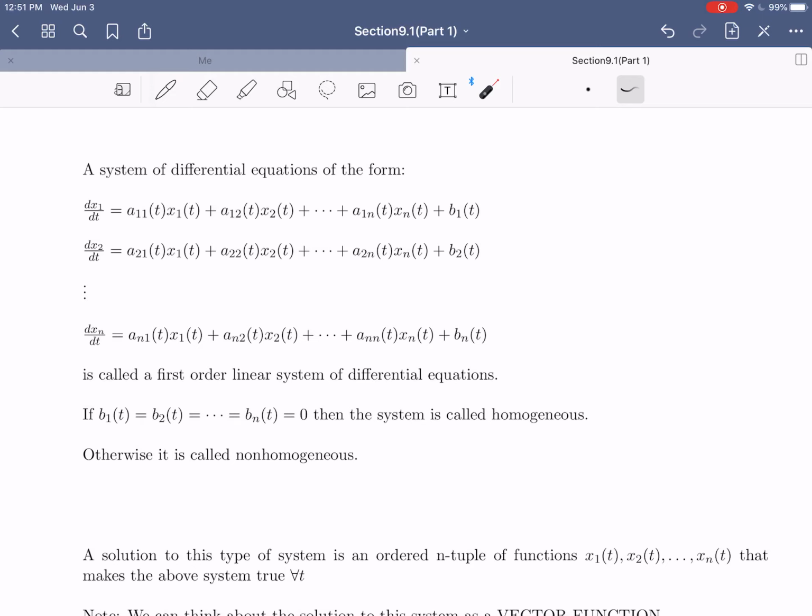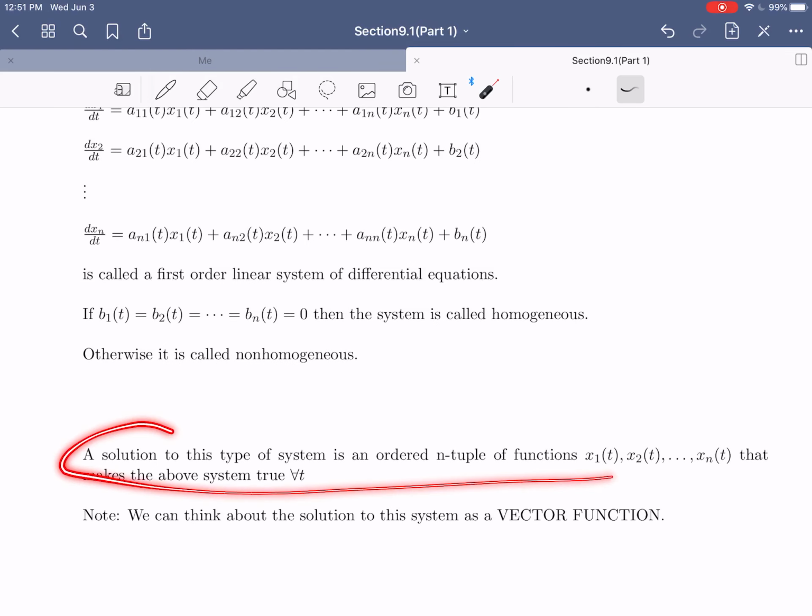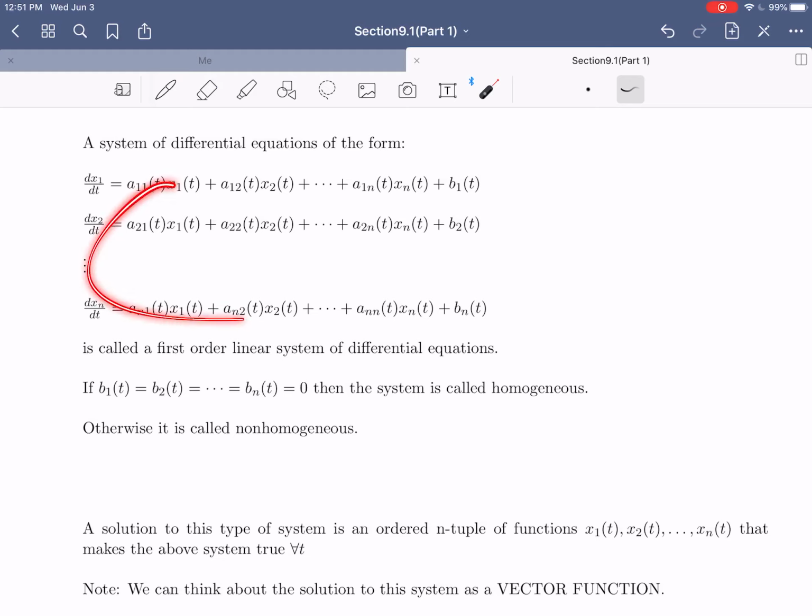Now, what does it mean to come up with a solution to a system of differential equations? Well, that means you need to figure out what x1, x2, and xn should all be. What are those functions in terms of our independent variable t? So, a solution to this type of system is an ordered n-tuple of functions x1 of t, x2 of t, through xn of t that makes this system true for all values of t.